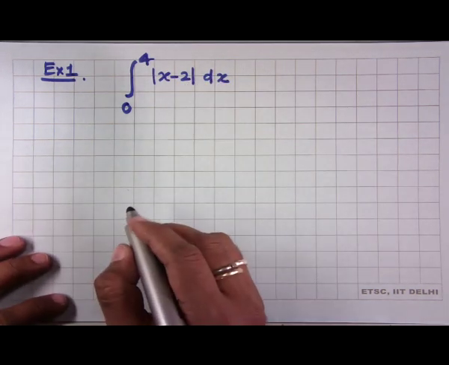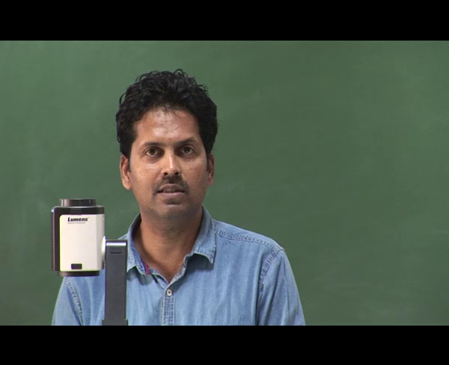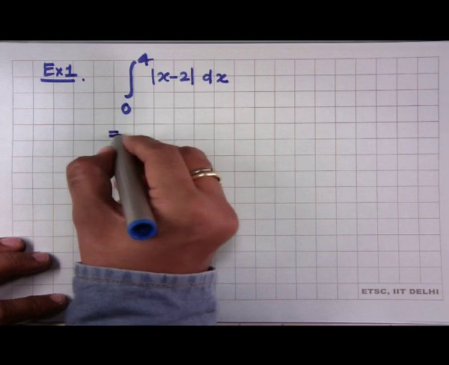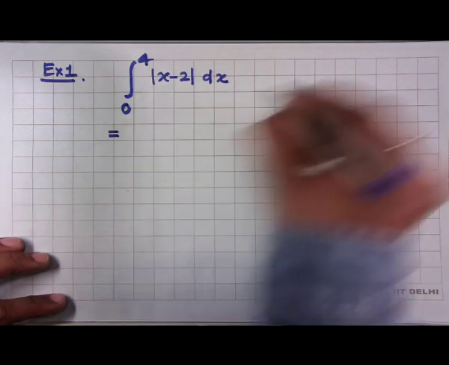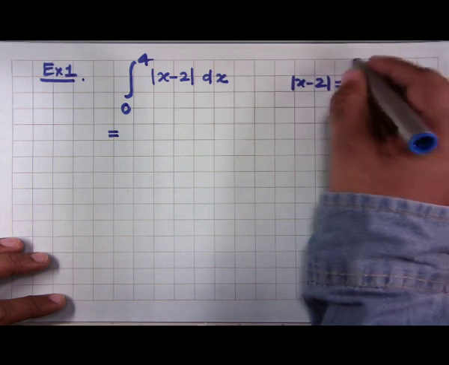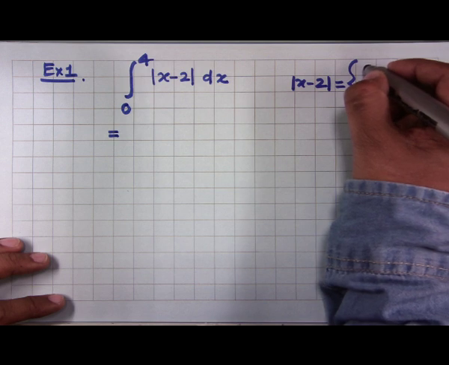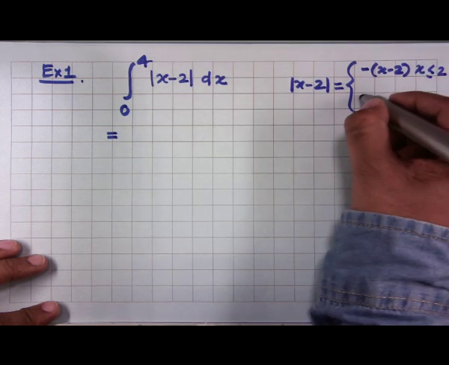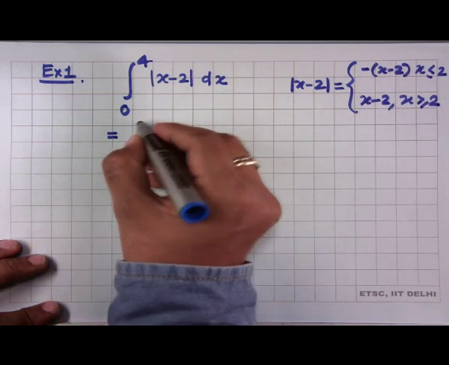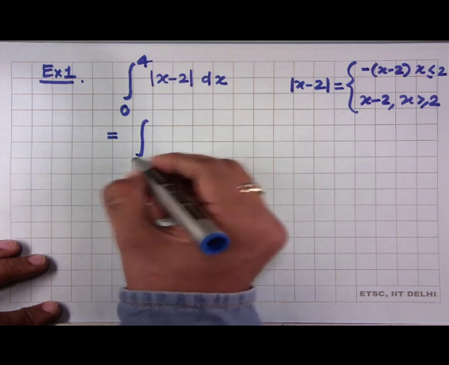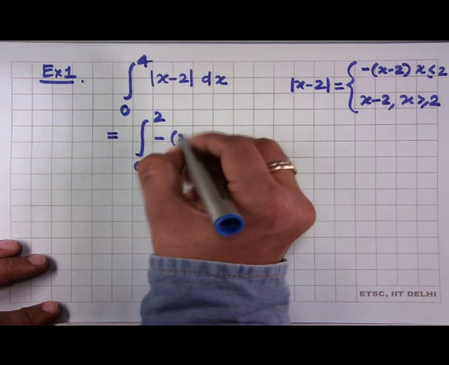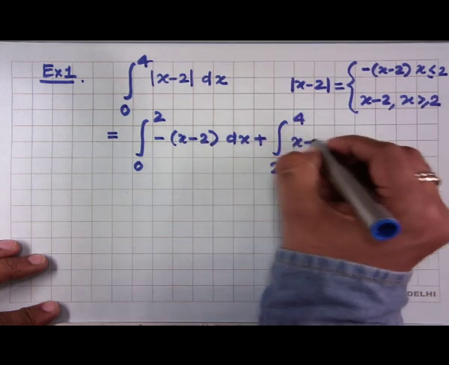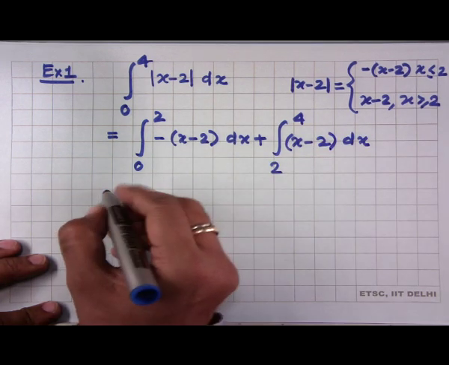Now if I ask you what is the antiderivative of mod of x minus 2, can you answer this? It is not easy to find the antiderivative of this. So what we do, we use property 3 and break it in two parts, because mod of x minus 2 is equal to minus of x minus 2 when x is less than or equal to 2, and x minus 2 when x is greater than or equal to 2. So we can break it in two parts and write in simple polynomial form, and integrate it simply.